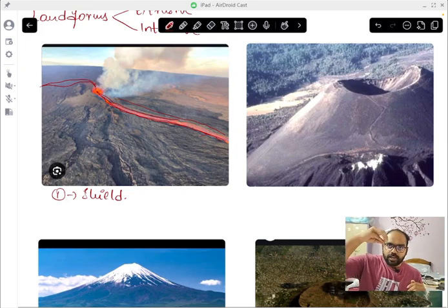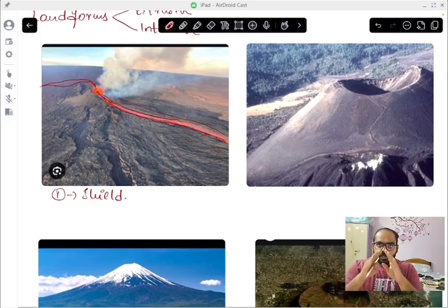On top of a shield volcano, we have a vent called a crater. Through that only the lava flows out. That is one thing. Second thing, shield volcanoes are associated with low explosivity. Why low explosivity? Because the lava that gets into shield volcanoes is basic in nature, and it is highly fluid. So it travels very slowly and gets settled on the ground as a dome-shaped or shield-shaped structure. So it is associated with low explosivity.